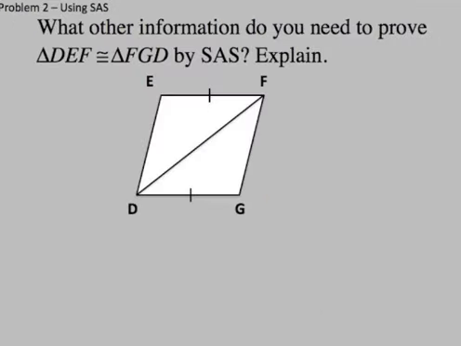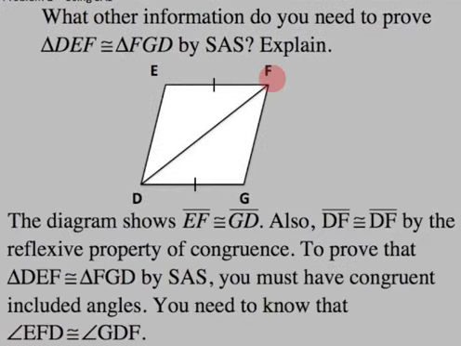Problem 2 wants to know if we need any other information to be able to prove that triangle DEF is congruent to triangle FGD by side angle side. And if we do need any other information, it wants us to explain which information we need. So the diagram shows that segment EF is congruent to segment GD. And by the reflexive property of congruence, segment DF is congruent to itself, segment DF.